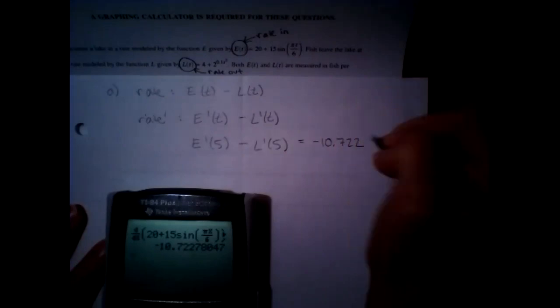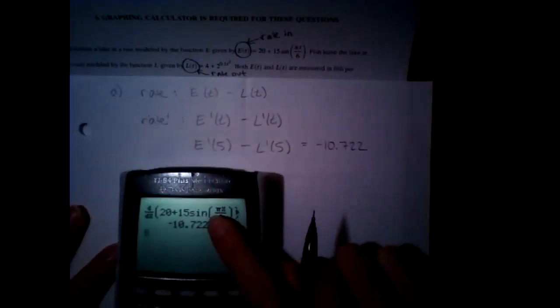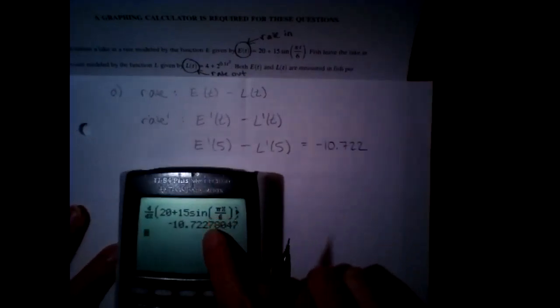And so here's moment of truth. Again, if this result is positive, then the rate is increasing. Negative means decreasing. So we get negative 10.722, and you need at least 3 decimal points. And I always truncate, which just means take the first 3 that are there. You can round if you want. It would be 0.723. So that's what we got.